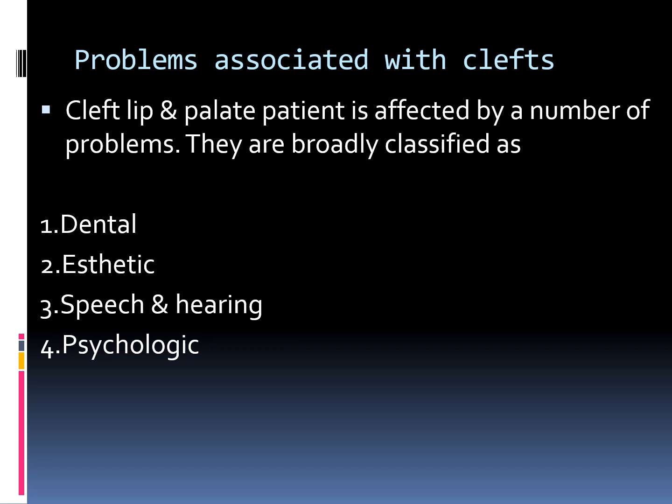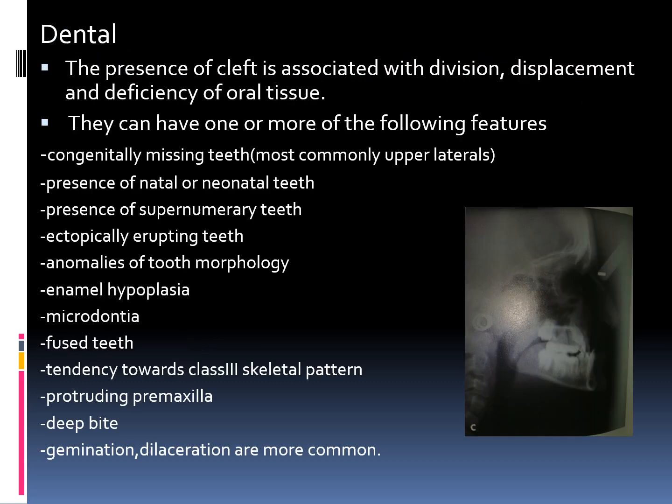Now, what are the problems associated with clefts, right? What do you mostly see in a patient with cleft lip and palate? Now, there are a number of problems that you can see. They are broadly classified as dental, aesthetic, speech and hearing, and psychologic. Now, understand that these are your short answers and can be your MEQs, essay questions also. Okay, so carefully listen to this one. Now, what problems do you see under dental? Now, you can see a variety of problems here, right?